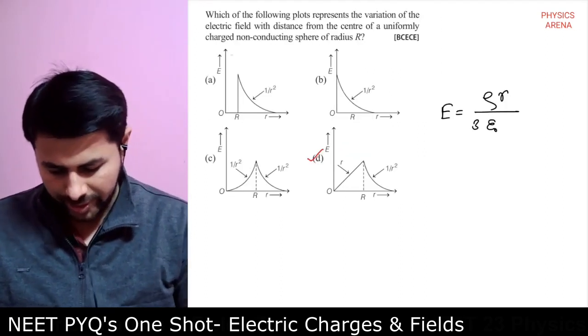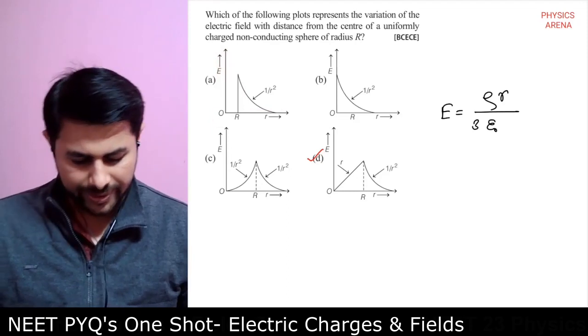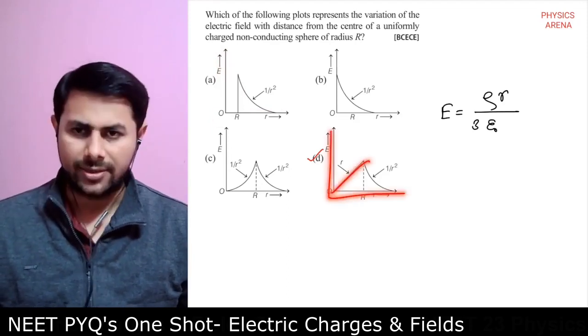If it is a hollow sphere, the graph looks like this. If it is a solid sphere, the graph looks like this. Okay.